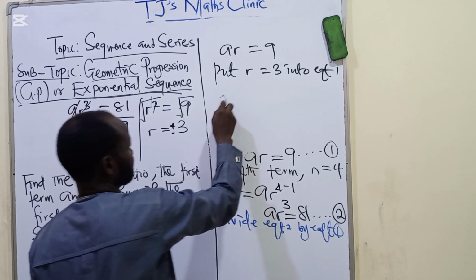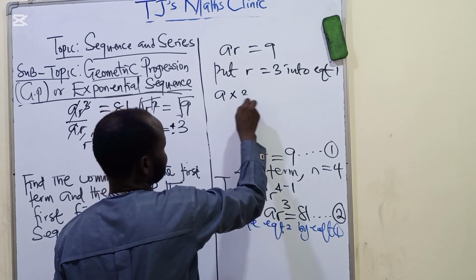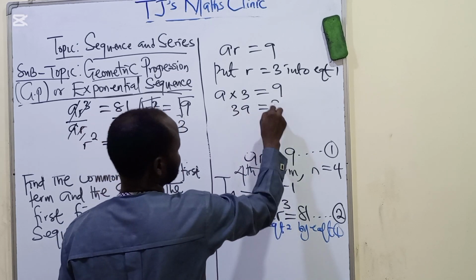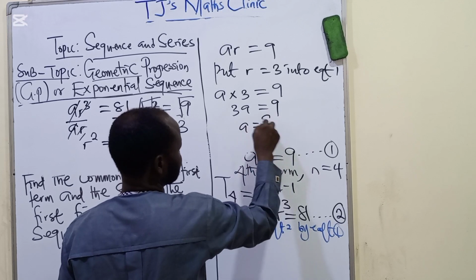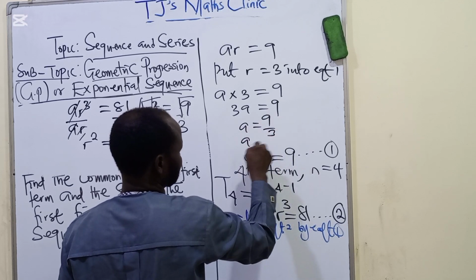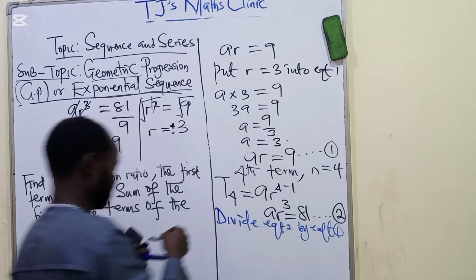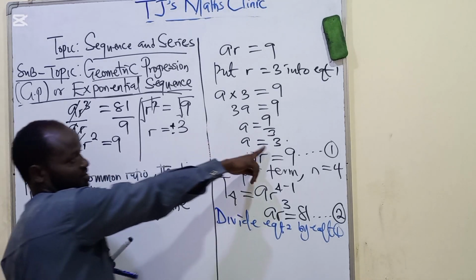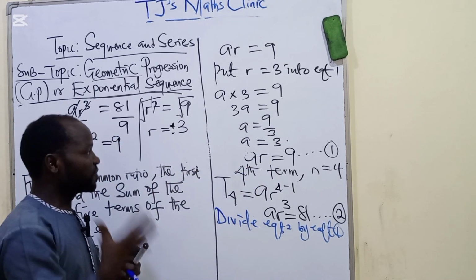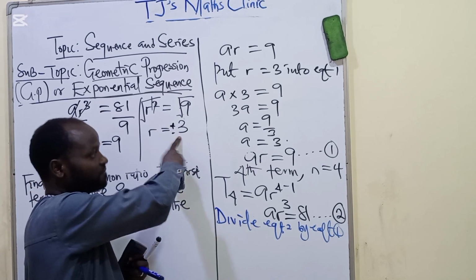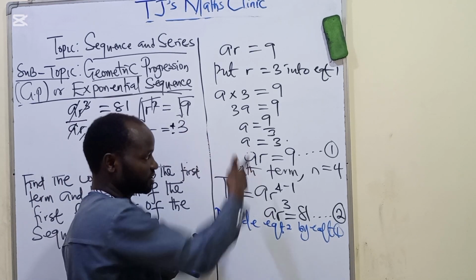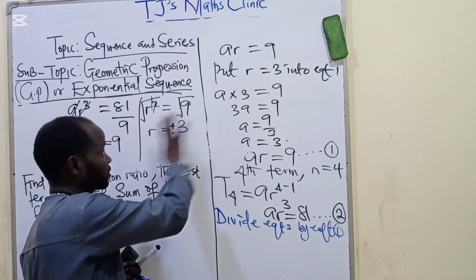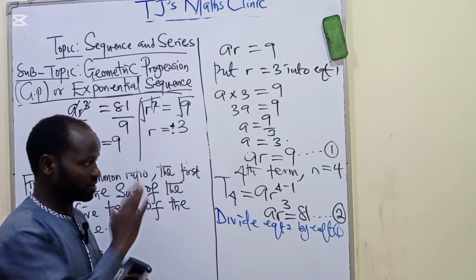Okay? So A multiplied by 3 will be equal to 9. So 3A will be equal to 9. Divide both sides by 3. 9 divided by 3, A will be equal to 3. If we use positive 3, we'll get A as minus 3. So it means when the common ratio is negative 3, we'll get the first term as minus 3 as well. We can choose to use either, but I'll choose to use positive in this case.